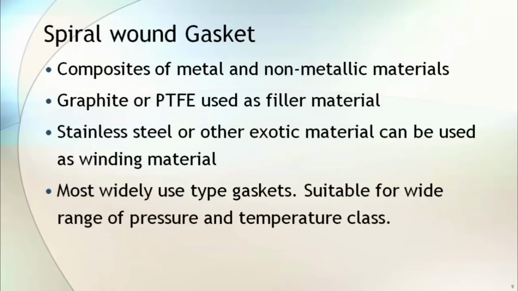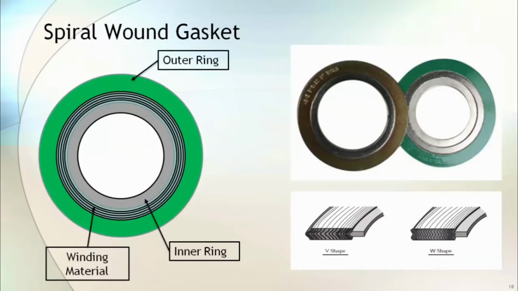Spiral wound gasket is the most widely used composite type of gasket. It is suitable for a wide range of pressure and temperature classes. Normally graphite or PTFE is used as the filler material, and stainless steel or other exotic material is used as the winding material. Graphite is used when service temperature is high, whereas PTFE is used for normal services where temperature is not too high. The image shows a sample spiral wound gasket.